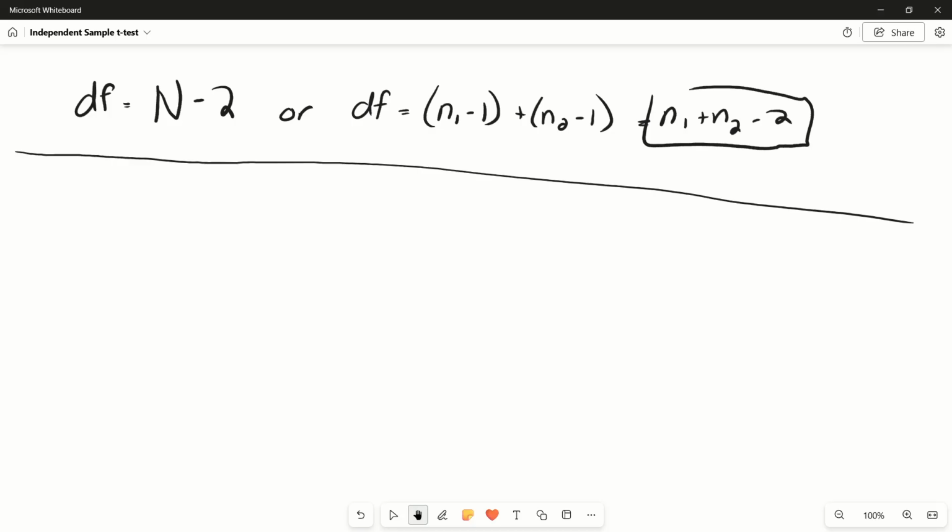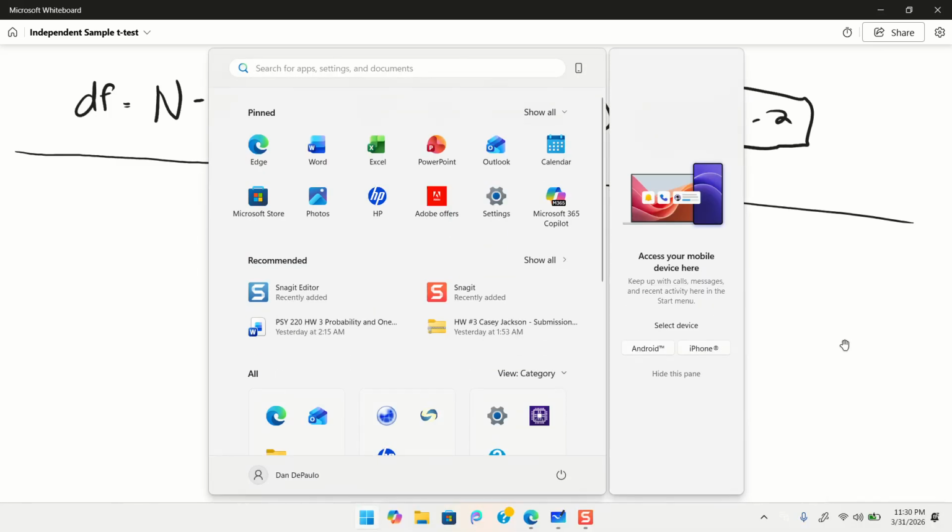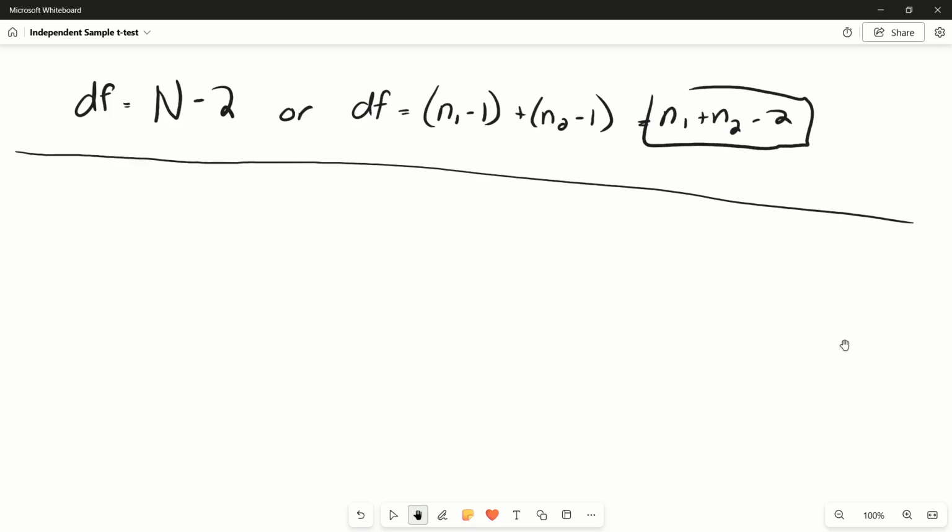Now I'm going to give you the formulas first, and then we're going to walk through a couple problems here. So for independent groups design, we have two samples, therefore we have two variance estimates. We have the variance estimate for sample 1, and we have the variance estimate for sample 2, because we have a total of 2. Right. So we have those two variance estimates. We lose those 2 degrees of freedom.